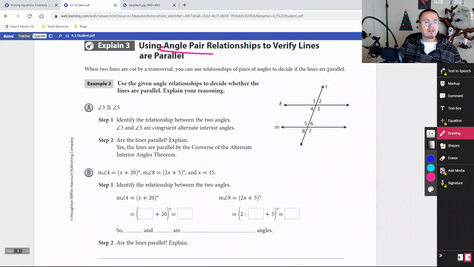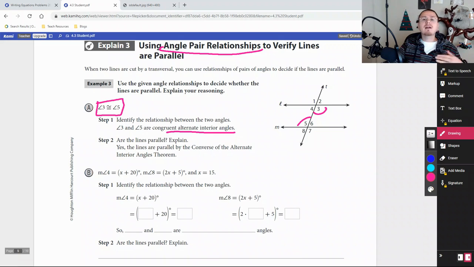Alright, using angle pair relationships to verify lines are parallel. That's all this is about, guys, is rocking with these angle pairs. When two lines are cut by a transversal, you can use relationships of pairs of angles to decide if the lines are parallel. In the example, here's our diagram. We're saying that angle 3 is congruent to angle 5. Right away, I know that's alternate interior angles. Identify the relationship. Boom. Congruent alternate interior angles. The book just read my mind. Are the lines parallel? Yes.